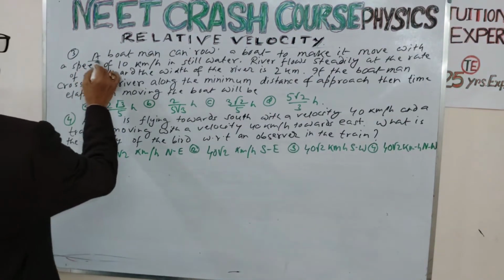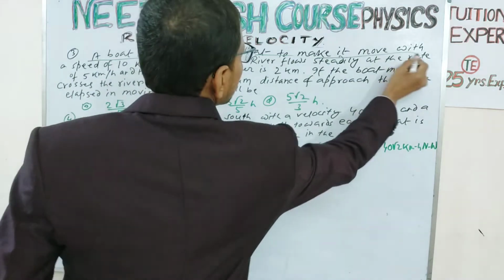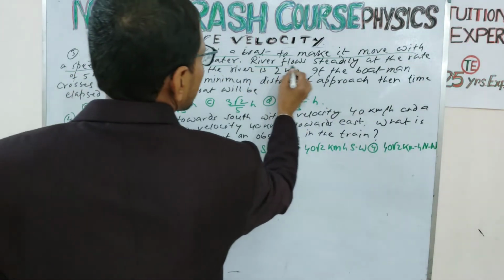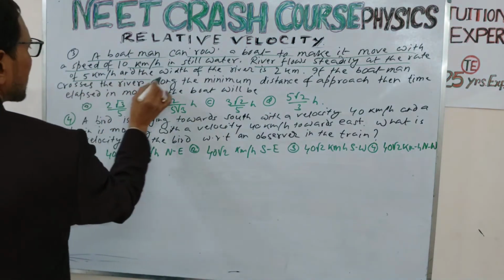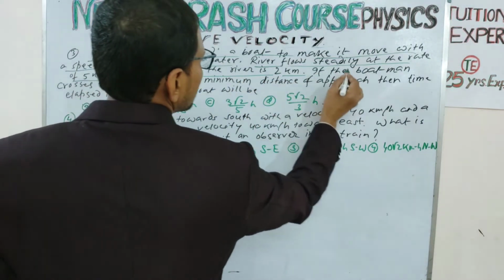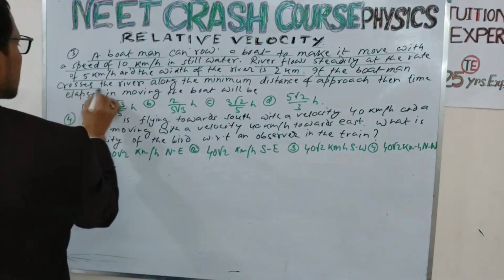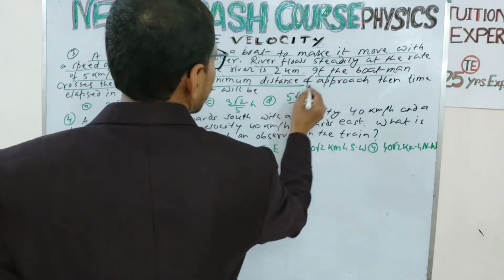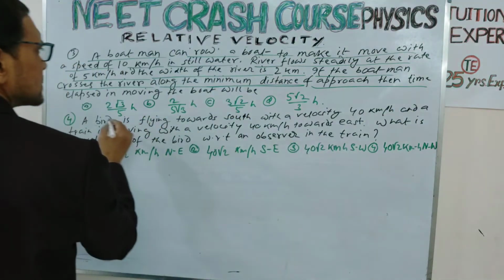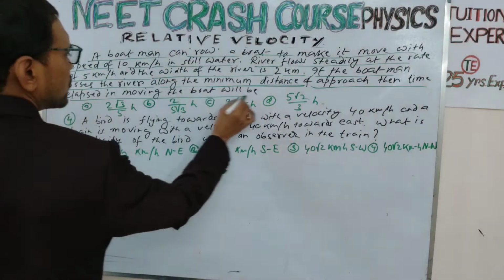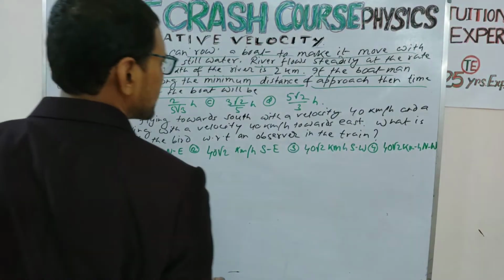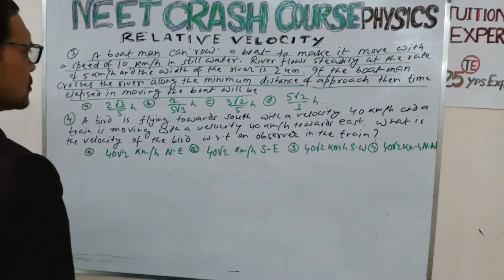Next problem: a boatman can row a boat with a speed of 10 km per hour in still water. The river flows steadily at the rate of 5 km per hour and the width of the river is 2 km. If the boatman crosses the river along the minimum distance of approach, then what is the time elapsed in moving the boat? So he wants to cross along the minimum distance. Now, the time taken to cross the river.